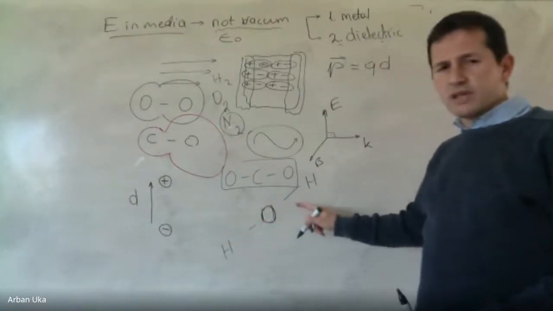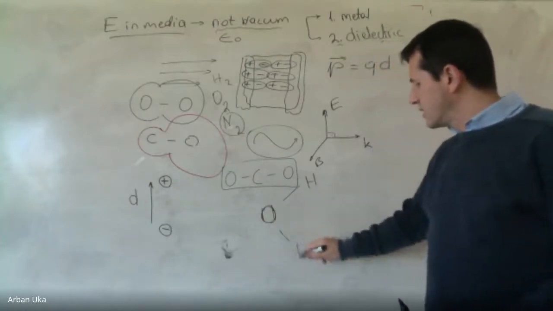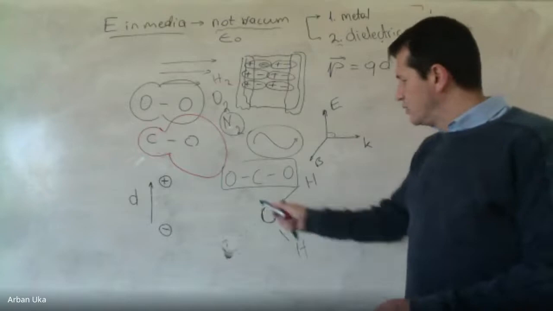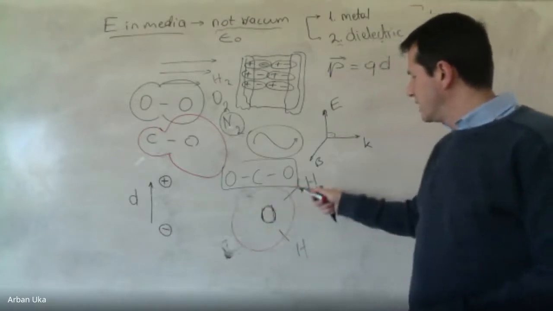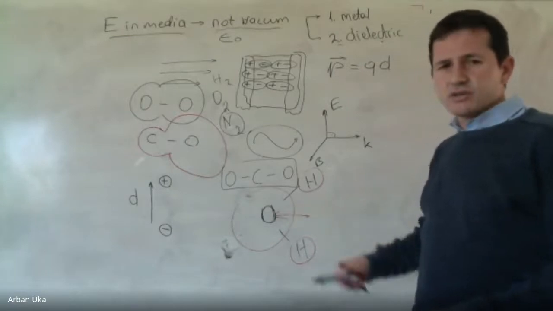If water looked like this, it would be symmetric, but no. Water is rather something like this, which means that we have a huge electron cloud here and less here, which means that we have a net dipole moment in this direction.